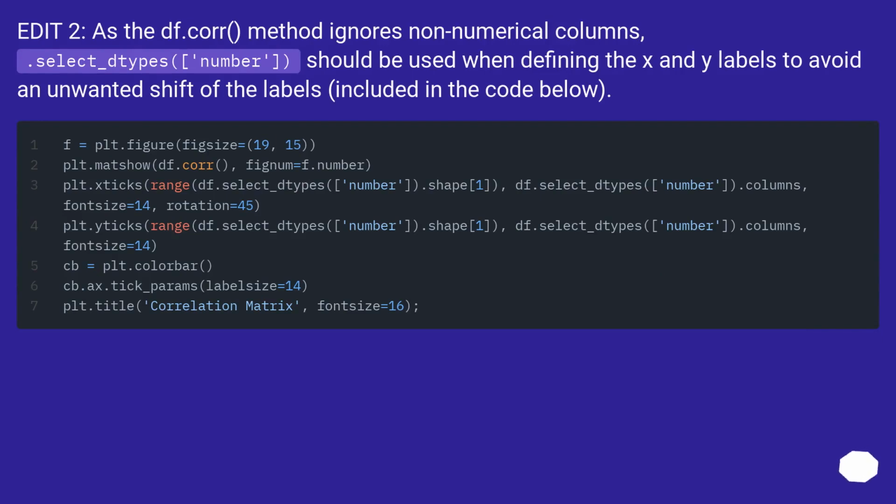Edit 2. As the df.corr method ignores non-numerical columns, .select_dtypes('number') should be used when defining the x and y labels to avoid an unwanted shift of the labels, included in the code below.